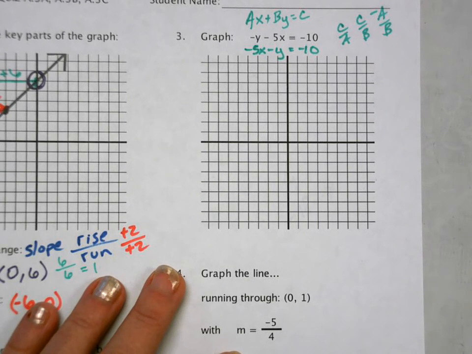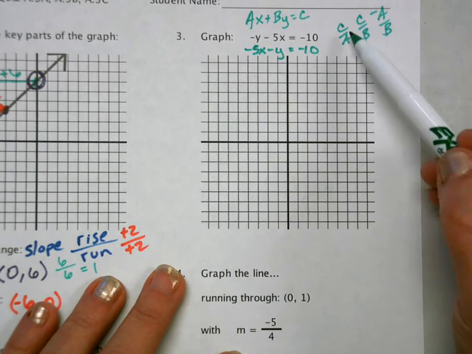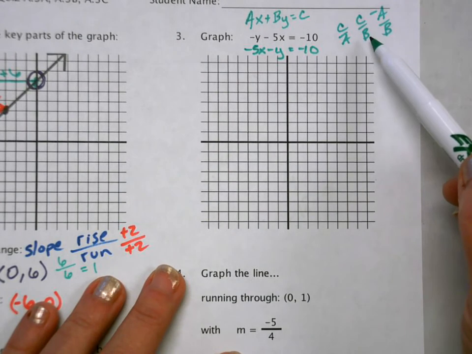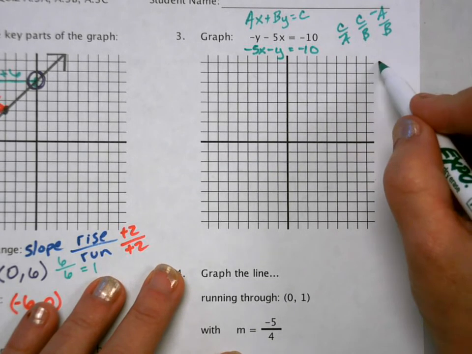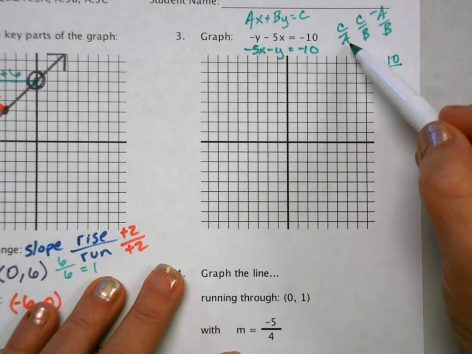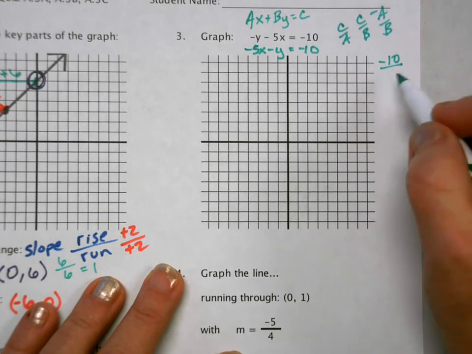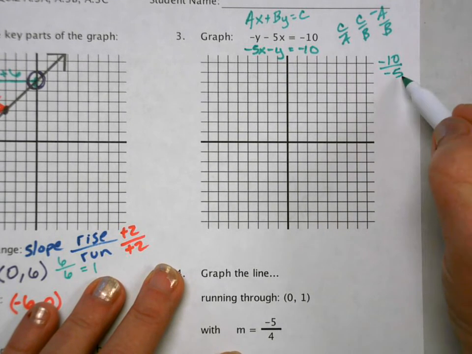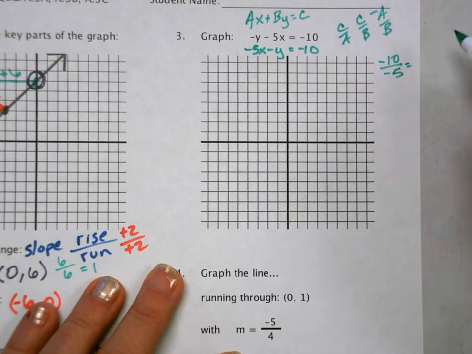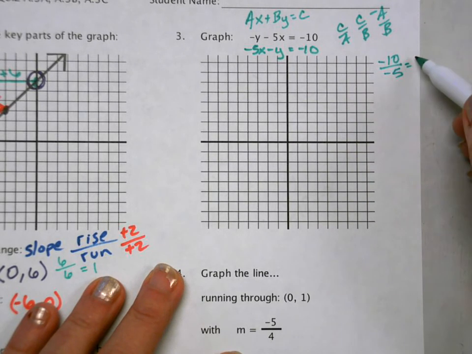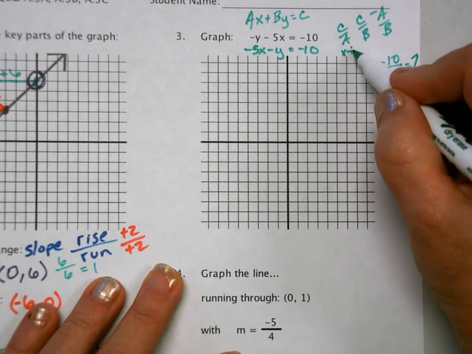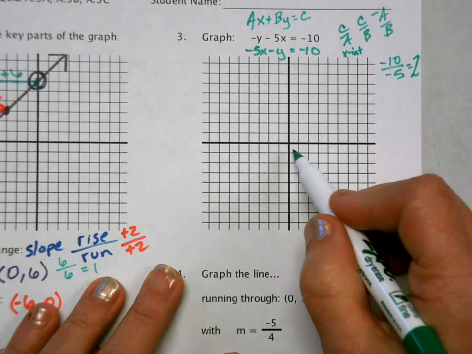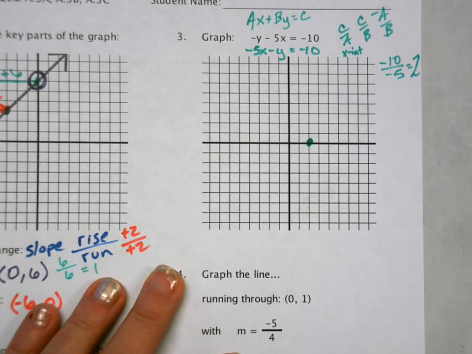So the fast way to graph this is to see if my x-intercept and my y-intercept are whole numbers, right? So if I take my c, negative 10, and divide it by my a, which is the number in front of my x, is negative 10 divided by negative 5 a whole number? Yes. What's it going to be? 2. So this is my x-intercept. Okay, so my x-intercept is 2.